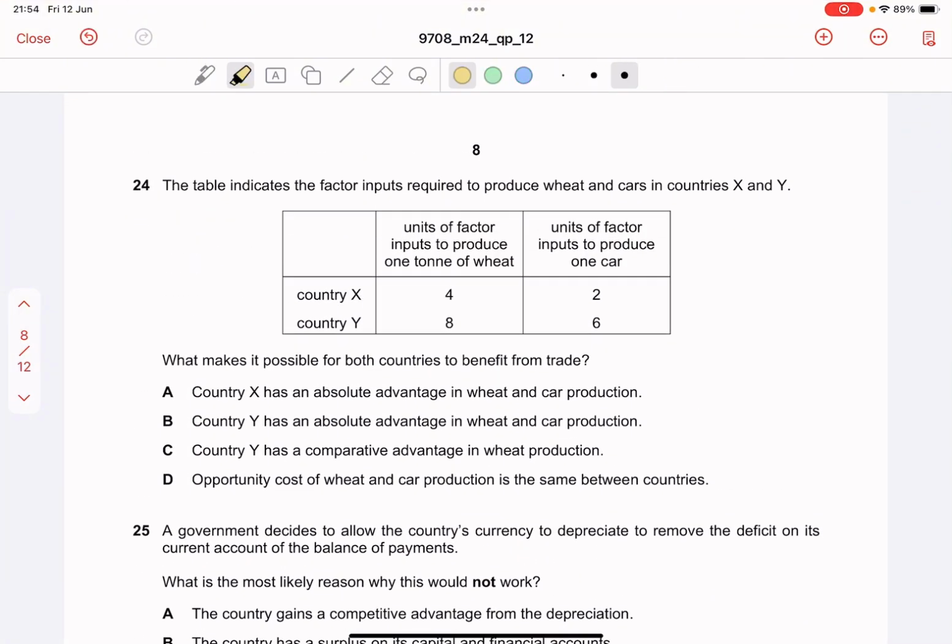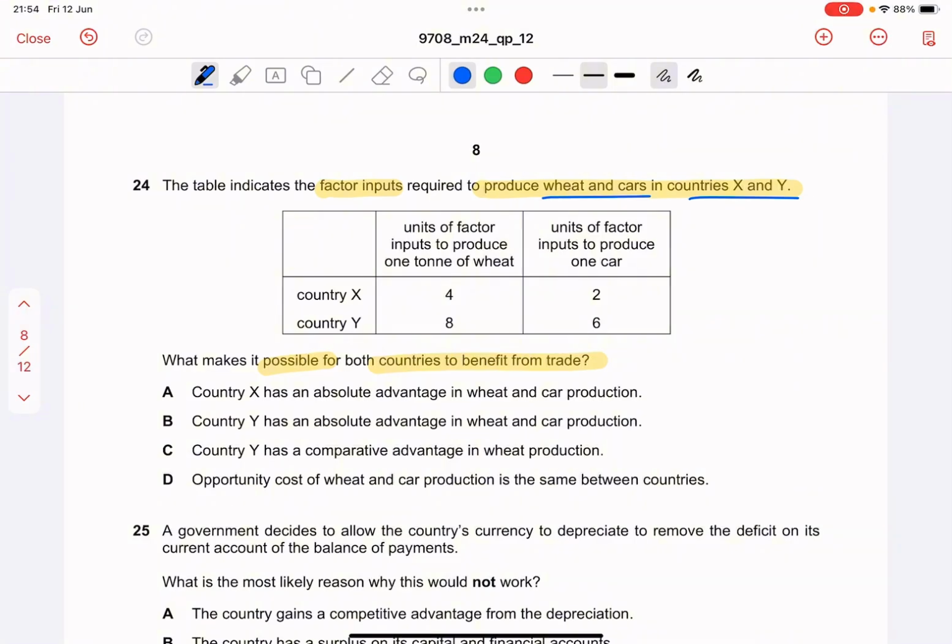Number 24. The table indicates the factor inputs required to produce wheat and cars in countries X and Y. What makes it possible for both countries to benefit from trade? Okay, so looking at this table first, let's see what information it gives us. It says the table indicates factor inputs required to produce wheat and cars in country X and Y. And what we would usually do immediately after seeing two countries and two goods that they can produce is to find the opportunity cost ratios of both.